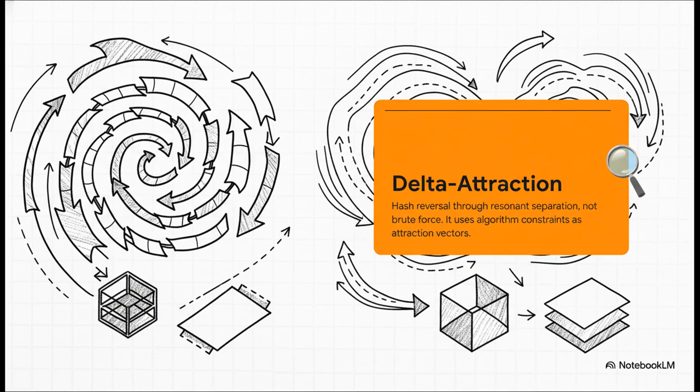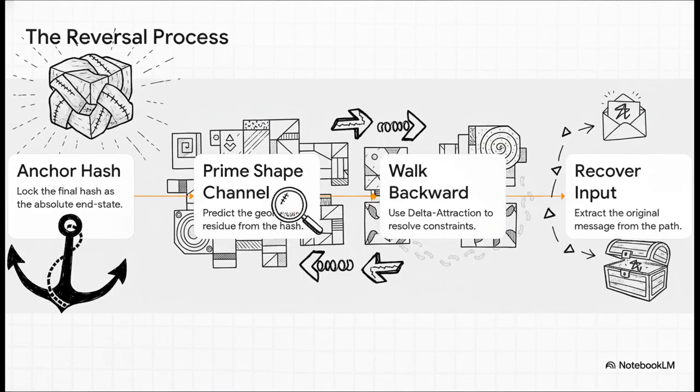And this leads to a completely new way to think about reversal called delta attraction. So forget brute force. This is about, get this, resonant separation. It basically uses the algorithm's own rules, the fixed shape of the mold, to sort of magnetically pull the folded information back along the exact path it came in on. You're unwinding it. So reversing a hash suddenly becomes this deterministic engineering problem, not a lottery.